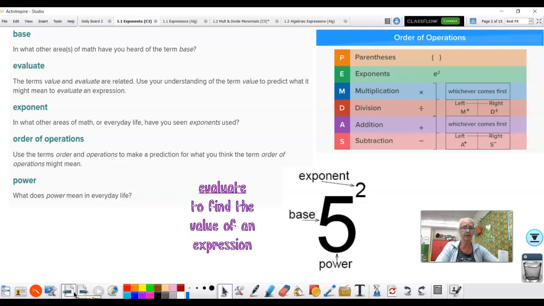These are our vocabulary terms for the week: base, evaluate, exponent, order of operations, and power. When we're looking at a power, the base and the exponent together is called a power, right? Order of operations is PEMDAS. You all remember that. And evaluate means to find the value of an expression. Tell me what it's equal to. If I asked you to evaluate this power, you would tell me 25 because it's equal to 5 times 5.